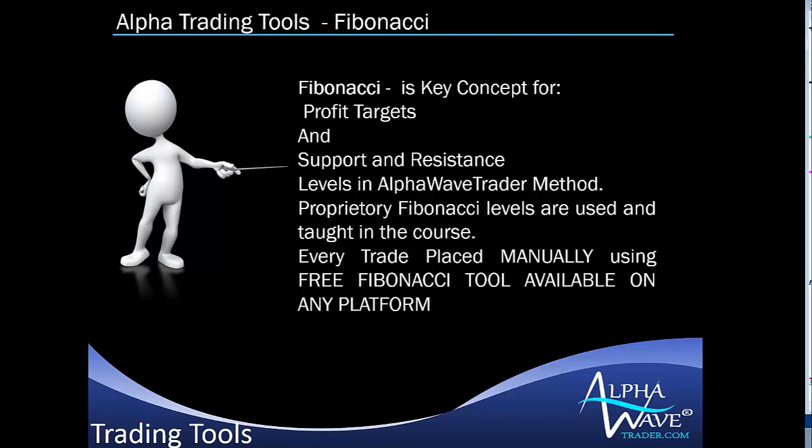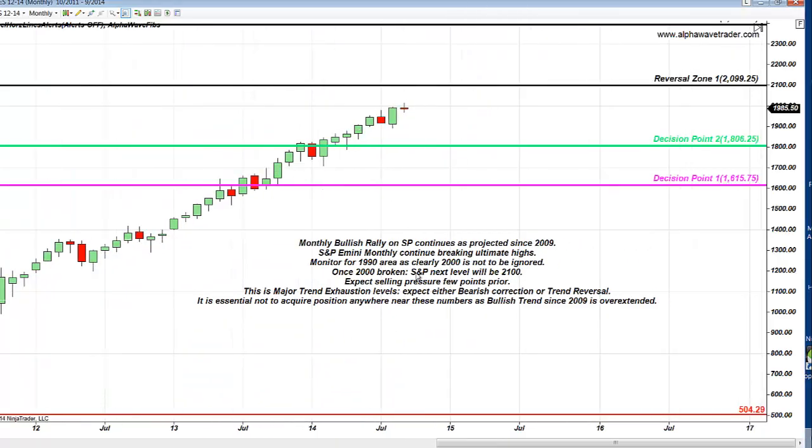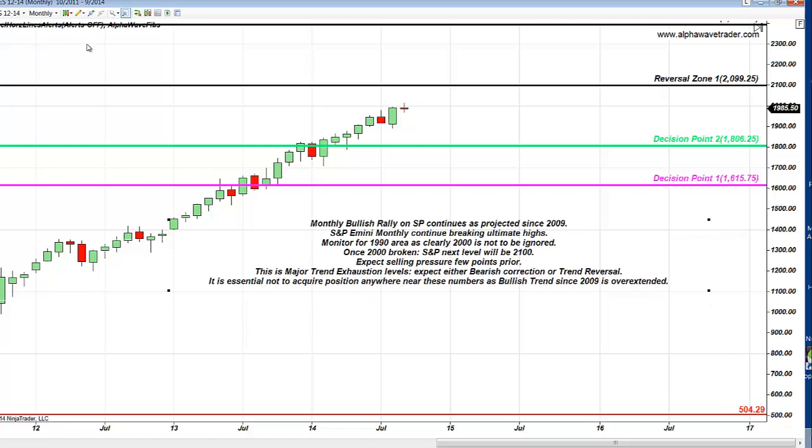If you knew the Alpha Wave Trader method, you had the opportunity to buy S&P since 2009. If you browse social media and Fibonacci forum archives, you would see that extremely clearly. Just like you would see extremely clearly that this rally is way overextended. This was the very last post I posted in August before I left on vacation. So, and there we go. It's going to get pretty exciting.